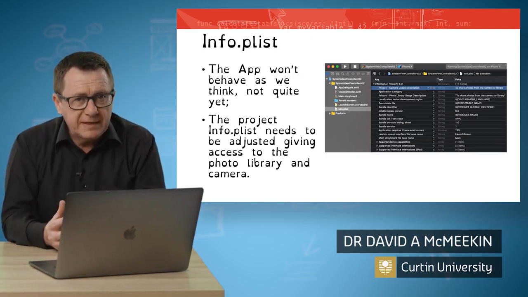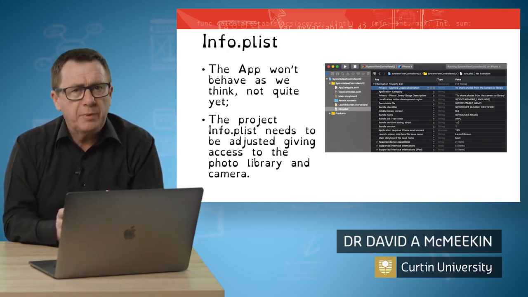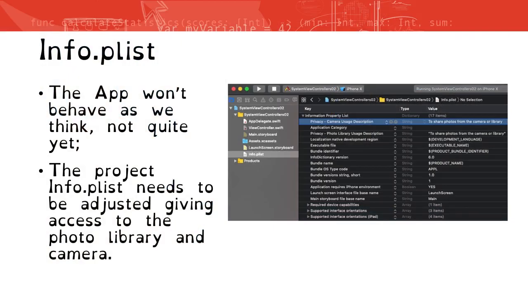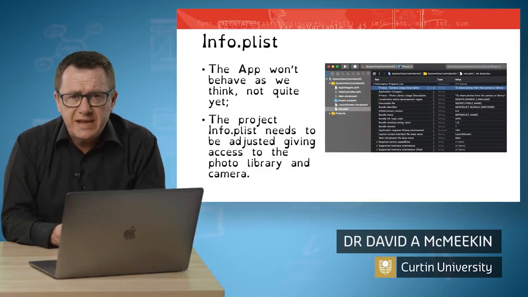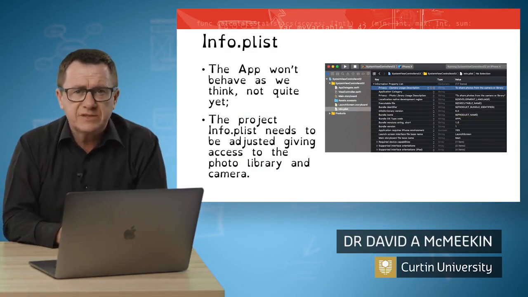If you were to run this without taking this next step, the app won't behave how you think it will. So we need to go all the way into our Info.plist and make a couple of changes. We need to add access to the camera as well as access to the photo library. And in the screencast, we're going to be doing that. So you'll see exactly how to do that when we move into the screencast.